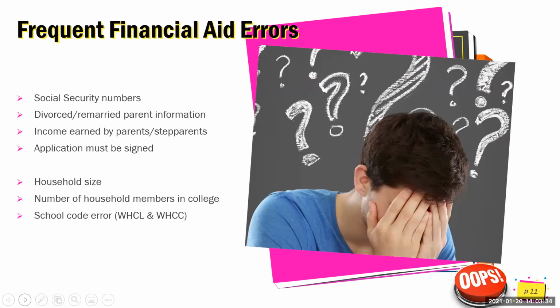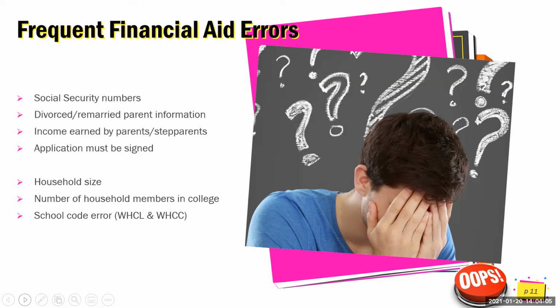Okay, so the most common errors that we have with financial aid are our social security numbers. Sometimes our students might be in a hurry when they're filling out their FAFSA application and they mistype their social security number. That can cause an issue because they cannot connect their application into our system, and it delays their money.